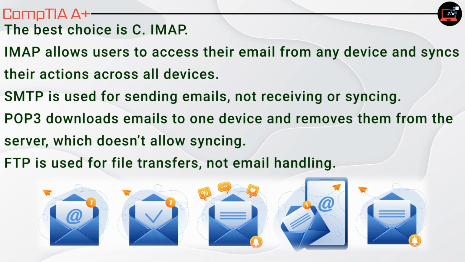The best choice is C. IMAP. IMAP allows users to access their email from any device and syncs their actions across all devices. SMTP is used for sending emails, not receiving or syncing. POP3 downloads emails to one device and removes them from the server, which doesn't allow syncing. FTP is used for file transfers, not email handling.